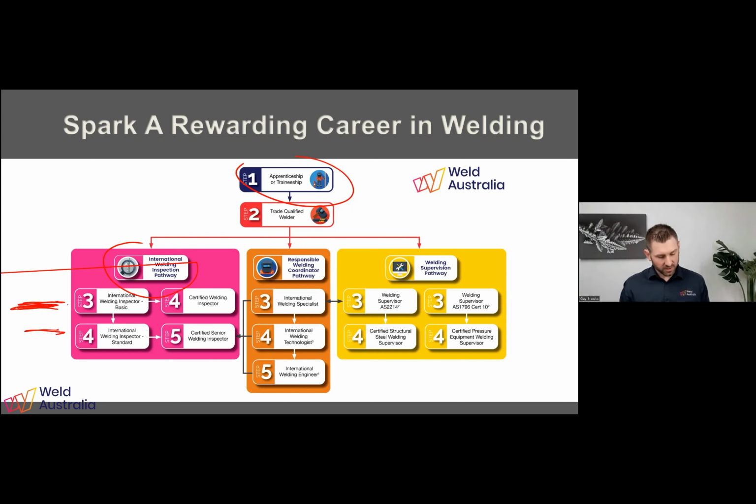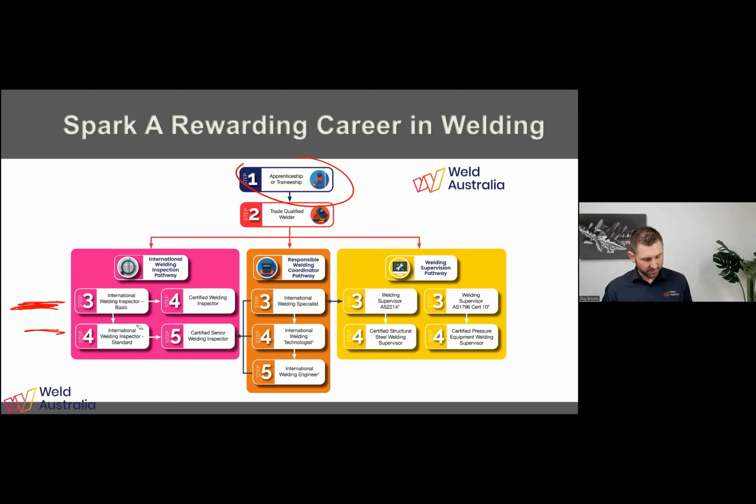Right, once you've got your International Welding Inspector Basic or your standard level, what happens is you can apply to be certified. Now, when you complete an IWIB, an IWIS, or any of the IIW courses, you get a diploma. So you get an IWIB diploma, an IWIS diploma. So that is your qualification. That is valid. You can use it on the job. But what happens is you can apply to become certified. So the last step is certification, right?